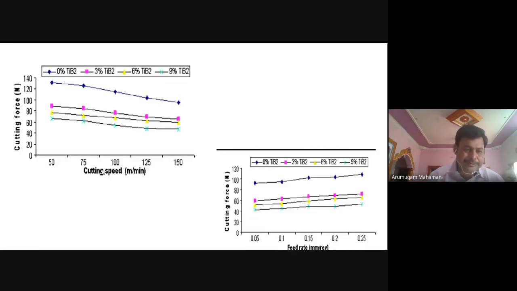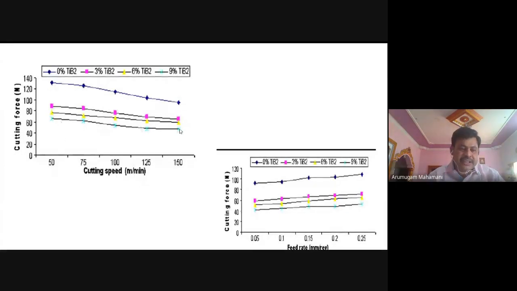Then again, cutting speed versus cutting force. So here, cutting speed versus cutting force. Whenever increasing the cutting speed, cutting force will come down. Irrespective of material, even if you take 0%, it is decreasing. 7.5% also shows a decreasing trend.